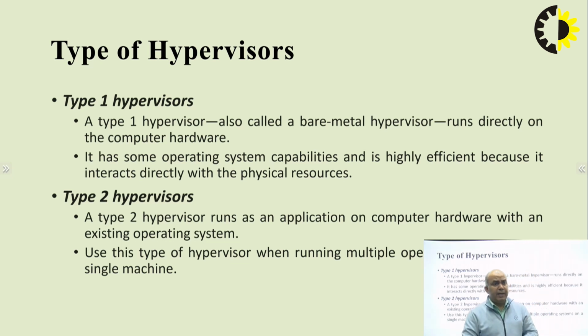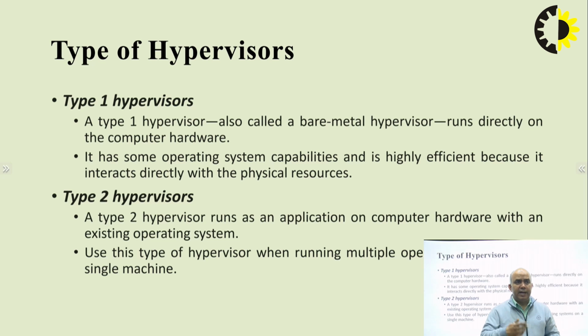But in the case of type 2 hypervisors, we install applications on the existing system. Let's say you create virtual machines by using VirtualBox or VMware, where VirtualBox or VMware is installed on the existing operating system on the existing computer hardware. In this type of hypervisor, they can run multiple operating systems, or you can say multiple machines, on a single machine.